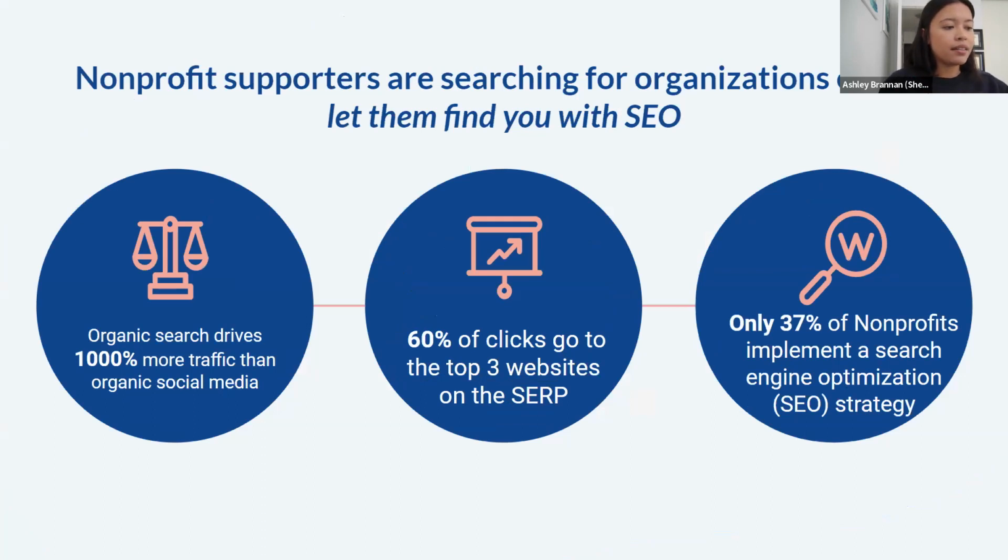Now, keeping that in mind, some important things that we like to bring up for nonprofits. Organic search drives 1,000% more traffic than organic social media. And also 60% of clicks go to the top 3 websites on the search engine results page. So like we were just saying, it's so important to get on the first page of the search engine results page, but also as high up on there as we can possibly get. Most people are engaging with the first 3 websites that they're seeing.